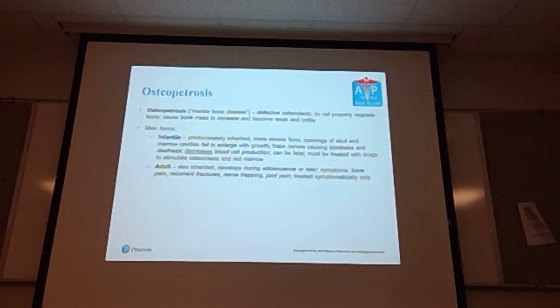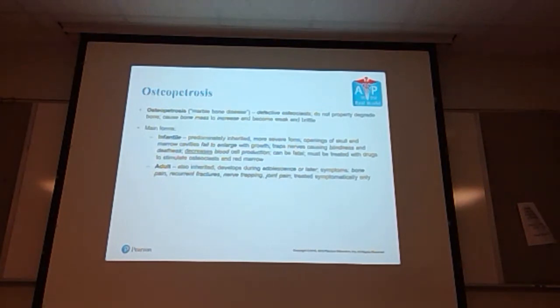There are two main forms of osteopetrosis. There's infantile osteopetrosis, which is predominantly inherited. It is the more severe form. Babies will be born with openings in the skull, and marrow cavities fail to enlarge with growth. Nerves get trapped, which can cause blindness and deafness. Decreased blood production. It can be fatal, but it must be treated with drugs to stimulate osteoclasts and red marrow.